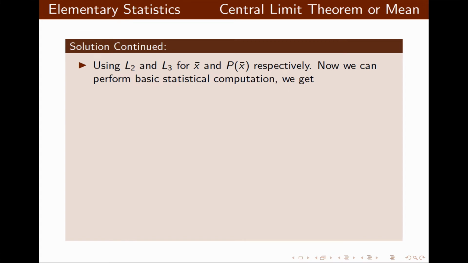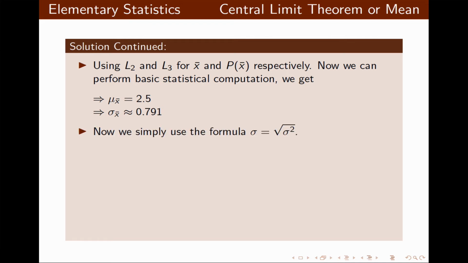Now we're going to place x bar and the probability of x bar in list 2 and list 3, and we can use our TI calculator to find that the mean of the means is 2.5, the standard deviation of the means is 0.791, and the variance would be 0.625. This is the variance of the means.